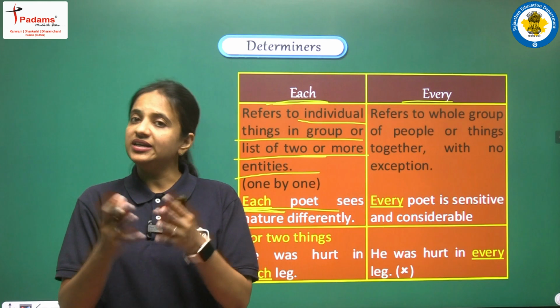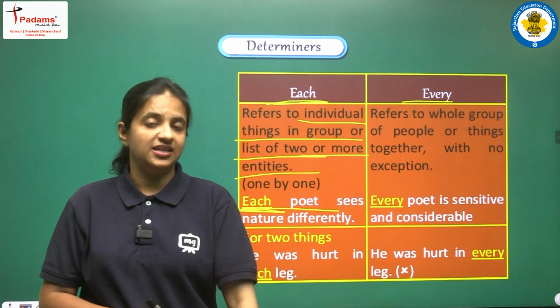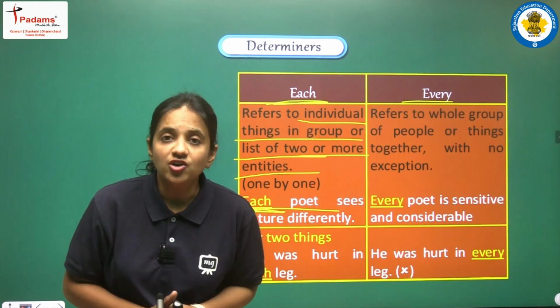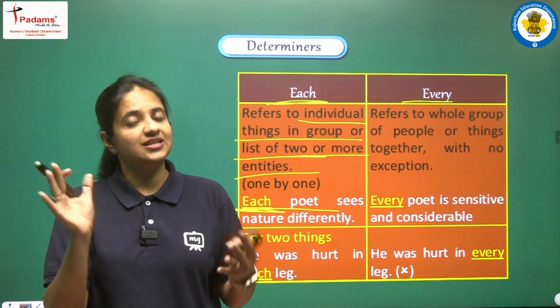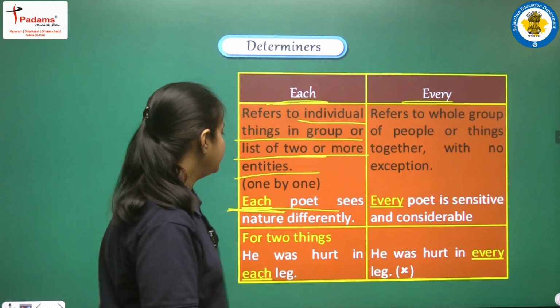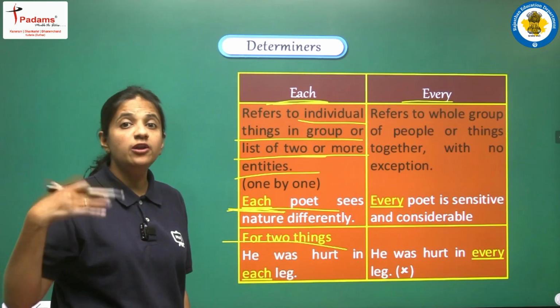ओके, अब ग्रुप में कितने मेंबर्स हो सकते हैं? 5 हो सकते हैं, 10 हो सकते हैं, 20 हो सकते हैं. लेकिन जब हम each का यूज करते हैं, इट मीन्स दैट वी आर टॉकिंग अबाउट ऑल द मेंबर्स बट इंडिविजुअली, नॉट जस्ट एज अ ग्रुप. Clear? Now let's see that each is used for two things, or we can say two or more things.